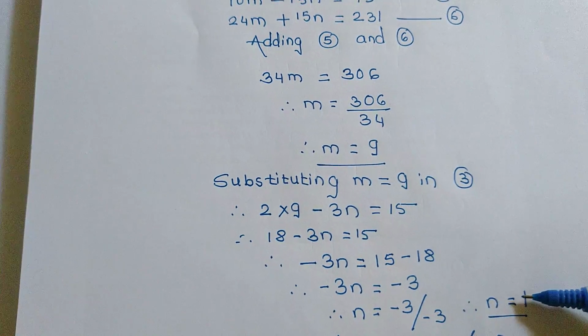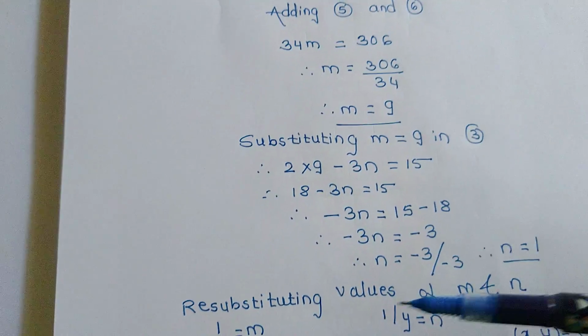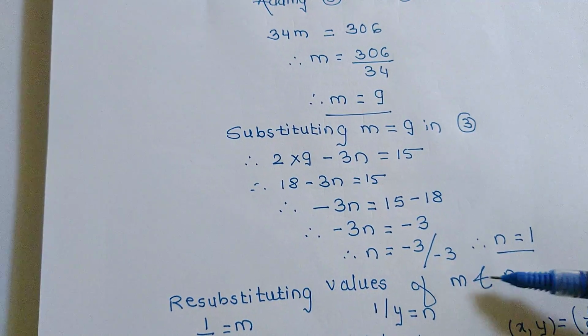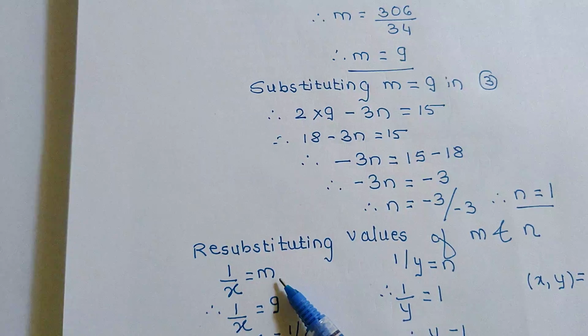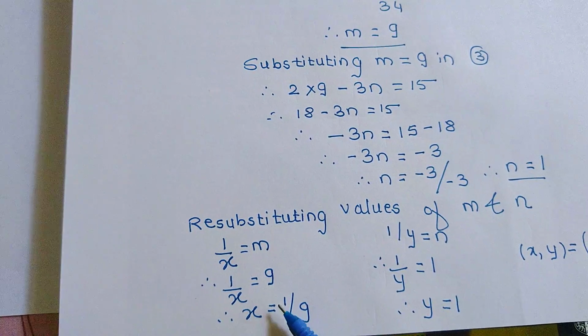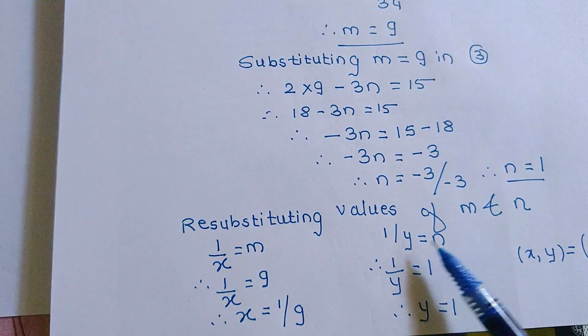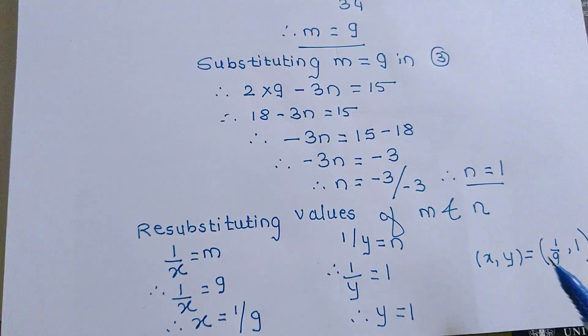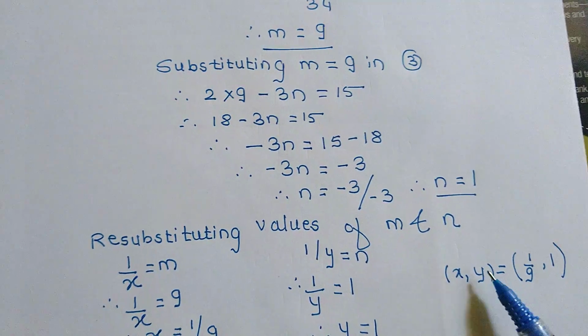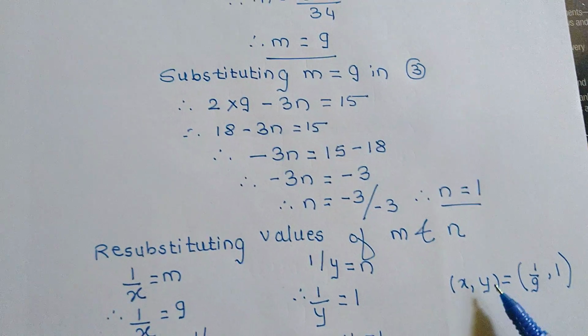Let us see again. We got values of m and n. We have to do the resubstitution step where we resubstitute values of m and n. We had considered 1 upon x equal to m. So the value of x is 1 by 9. 1 upon y was considered as n. So therefore the value of y is 1 and we have found the values of both unknown variables x and y.